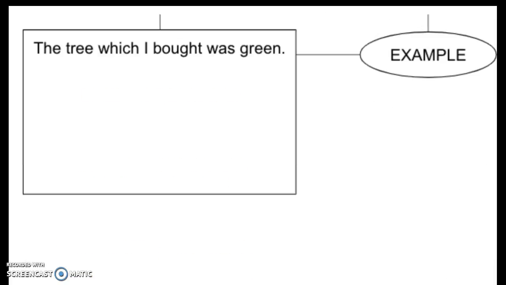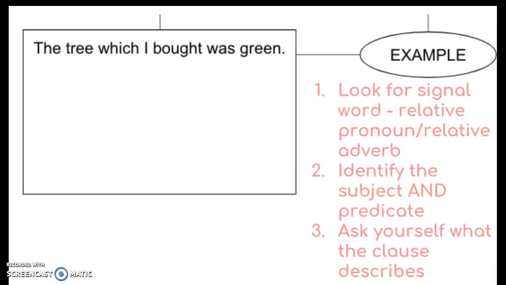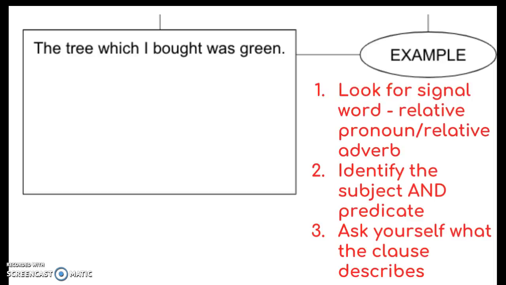So let's look at our example. The tree which I bought was green. So our steps to take to identify the clause, number one, we'll look for the signal word. This is the relative pronoun or relative adverb. Step number two, we're going to identify the subject and predicate. This will tell us what the entire clause is. And then number three, we'll ask ourselves what the clause describes.